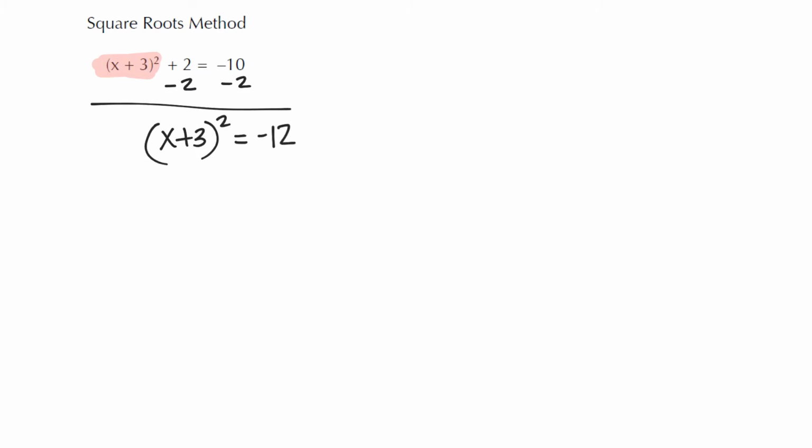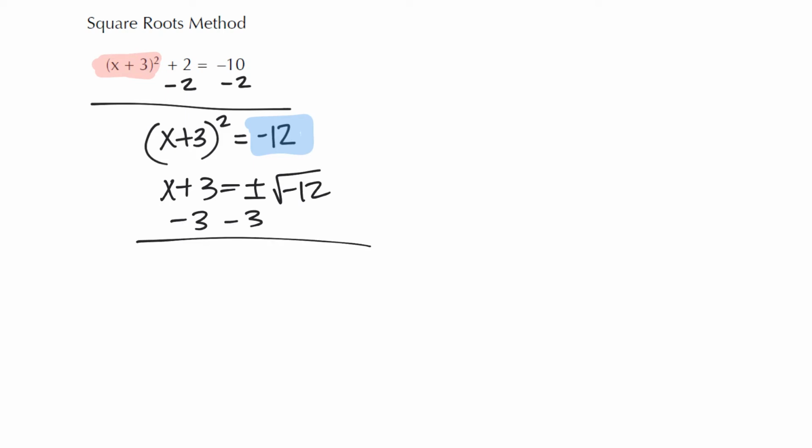I immediately know at this point right here, because of this, I'm going to have what type of solution? Imaginary, because when I have a square set equal to a negative number, I know I'm eventually going to take the square roots of both sides, and that is the very definition of an imaginary number. So to continue to solve, I'm going to square root both sides. So I have x plus 3 is equal to plus or minus the square root of negative 12. So I'm going to subtract 3 on both sides to isolate x. So I have negative 3 plus or minus the square root of negative 12.